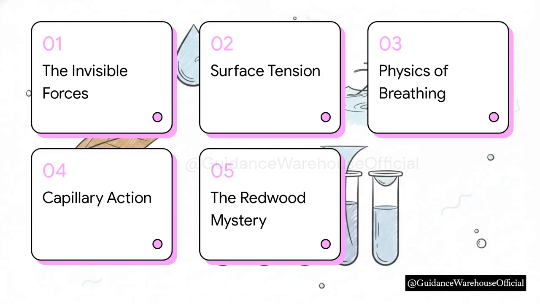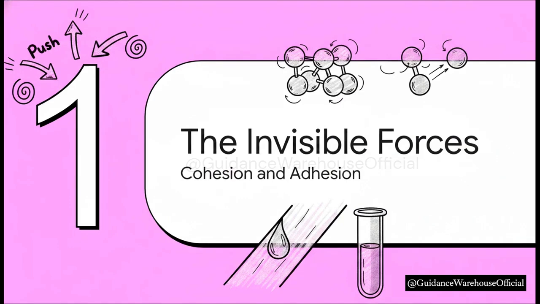By the end of this explainer, you are going to completely understand the mechanics and the mathematical formulas behind all of these phenomena. We're keeping it moving today, hitting 5 key areas: the invisible forces, surface tension and bubbles, the physics of breathing, capillary action, and finally, we're going to solve the redwood mystery. All right, part 1, the invisible forces.